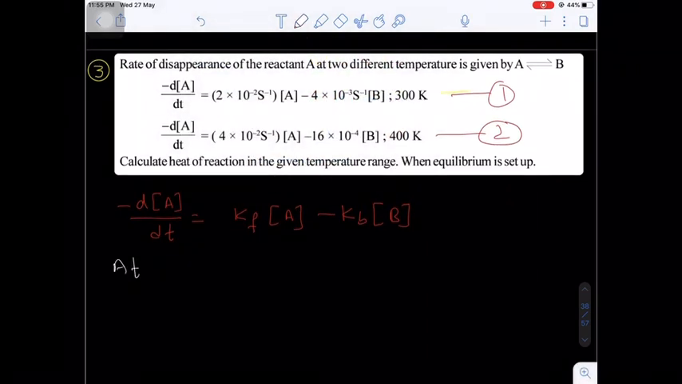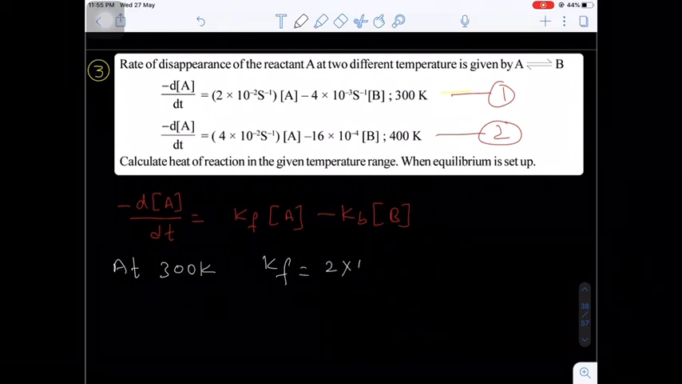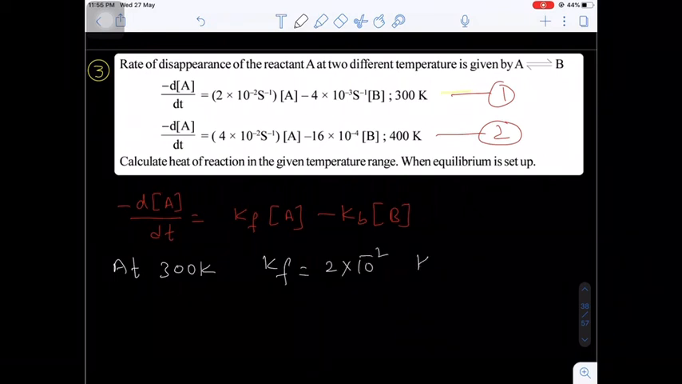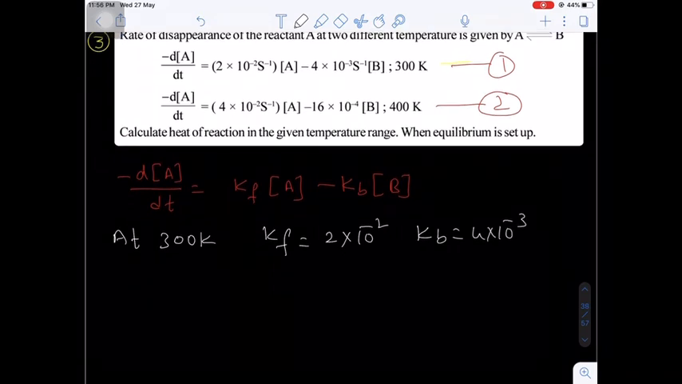Okay. Now if we compare with that, now condition at 300 Kelvin temperature. What is the Kf here? 2 into 10 raised to minus 2. What is the Kb here? 4 into 10 raised to minus 3.